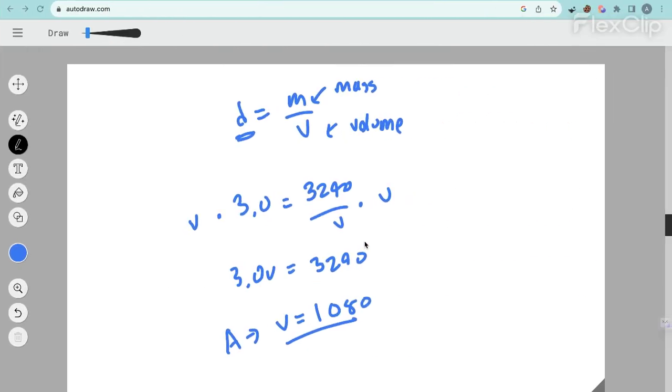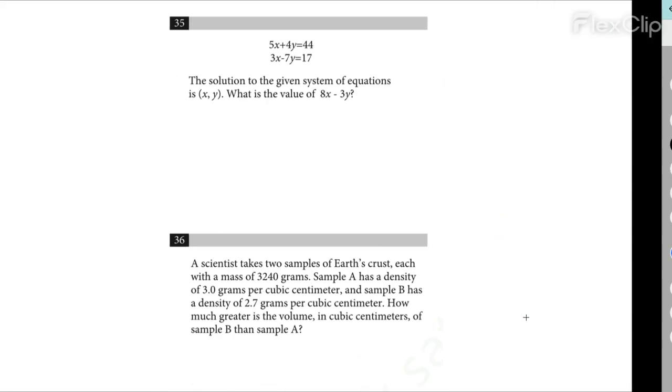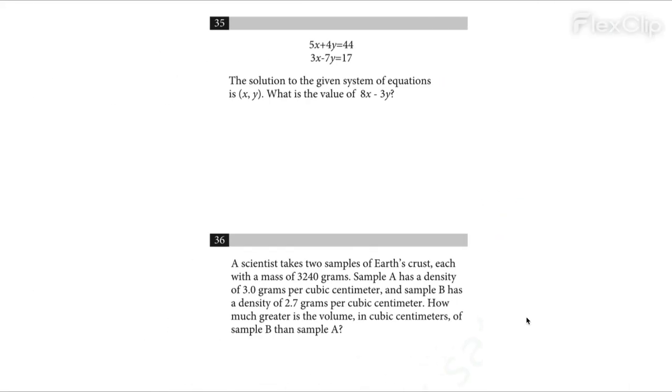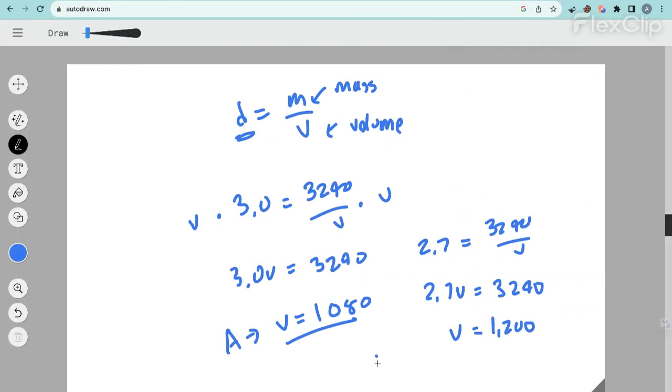Same thing, exactly the same thing, except for the second one. You start with 2.7. So it's like that, and then you get this. And the question is asking, how much greater is the volume in cubic centimeters of sample B than in sample A? So you just subtract these 2 values, so it's 120 bigger. Cool. And this should be your answer. Not a good box, but that's your answer.